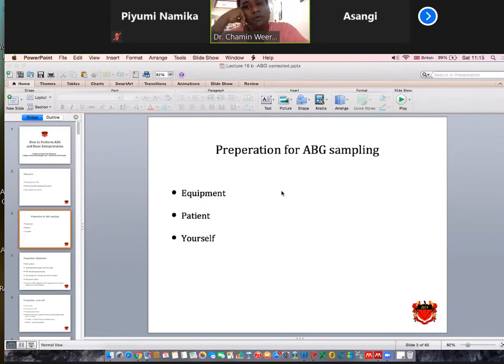Okay. Then what would you do? After explaining the procedure, I will gather the equipment, including a 1 milliliter syringe and heparin, and I collect cotton wool to clean the site, an ice pack, and a stopper to keep it fresh.